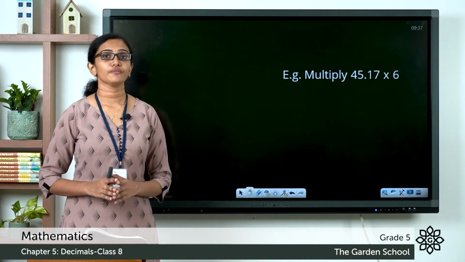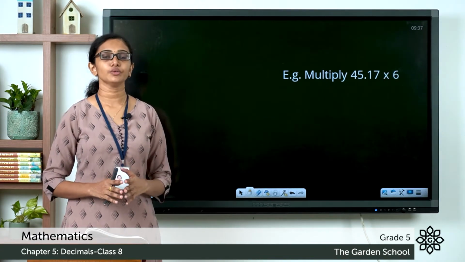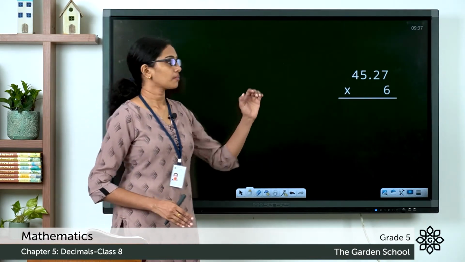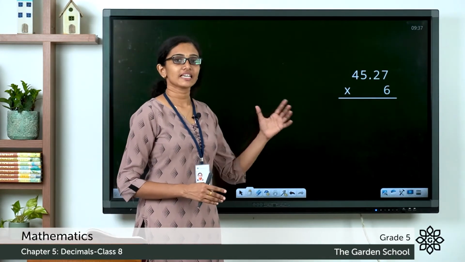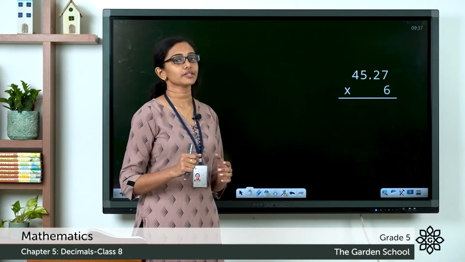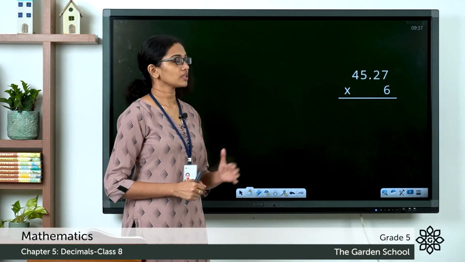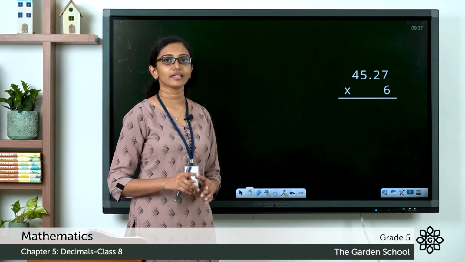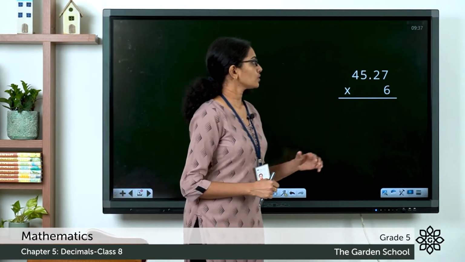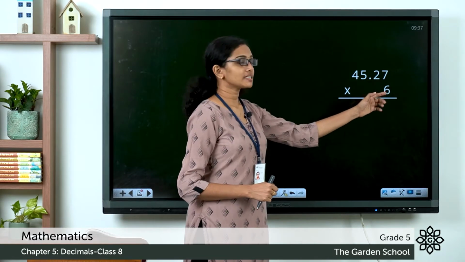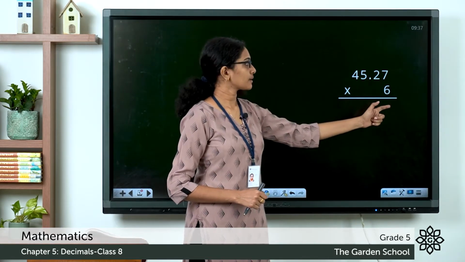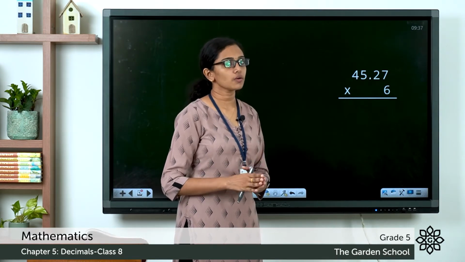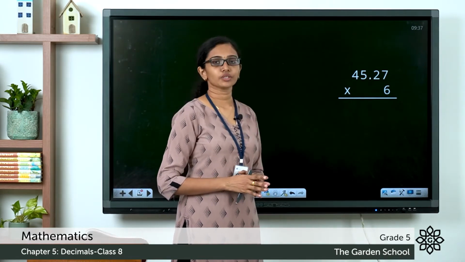Multiply 45.17 into 6. The first step is to multiply the given numbers, the decimal number and the whole number, ignoring the decimal point. So let's do the multiplication now. Where do we start? We start multiplying the ones first. So here we are going to multiply this 6 ones by this 7 hundredths. So just ignore the decimal point and do the multiplication.